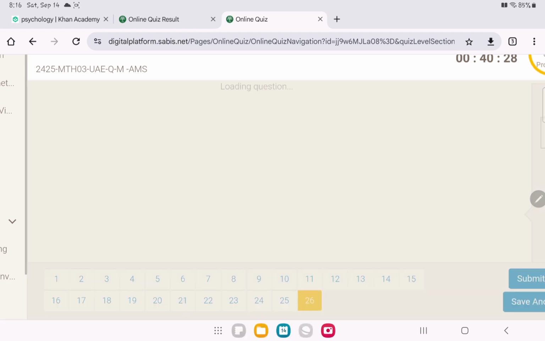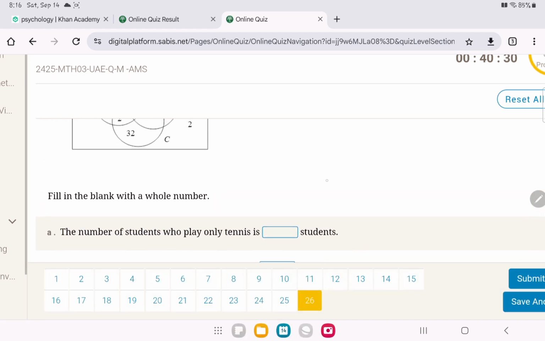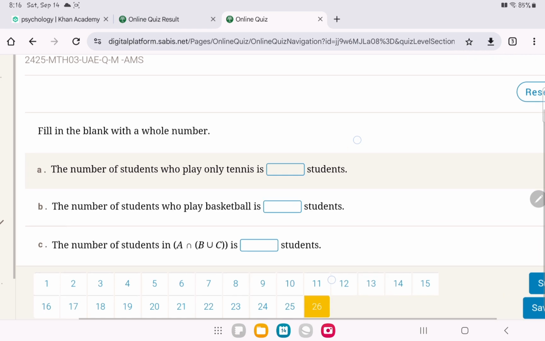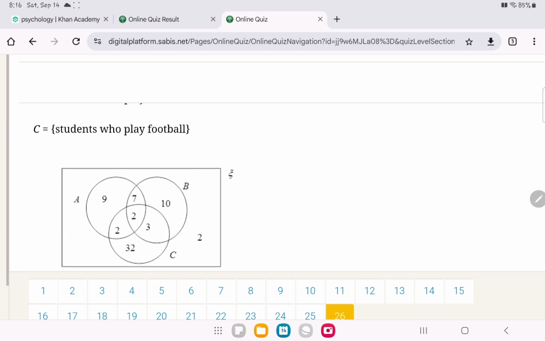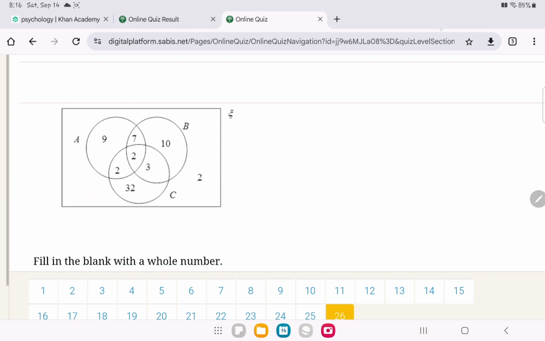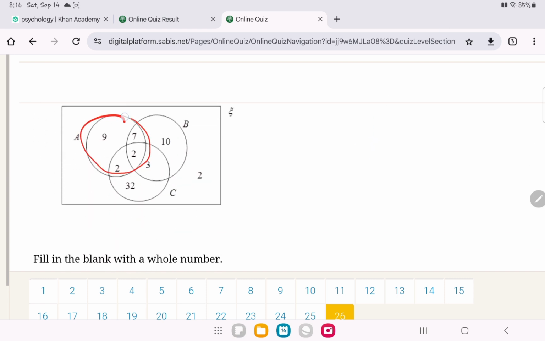Now question number 26, which is the final one, and it's always coming repeated the same. Now, very important, the number of students who play only tennis, not tennis in general. They're saying only tennis. They don't play any other sports. So which one is tennis? If A is our tennis, we need the ones that only play tennis and no other sports. It's this over here. So it is 9.